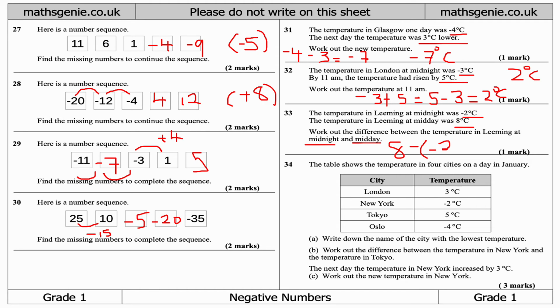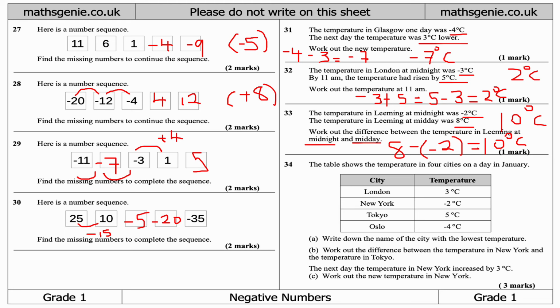Now, the difference, okay, in maths, you are always doing the bigger number take away the smallest number, or the smallest number take away the biggest number, depending on how the question is worded. But I thought I'd start at midday and then go backwards. So 8 take away -2. Well, the 2 minuses make a plus. So it's 8 plus 2, which is going to be 10 degrees. So it's a 10 degrees difference in temperature between midnight and midday. Hopefully it makes sense.